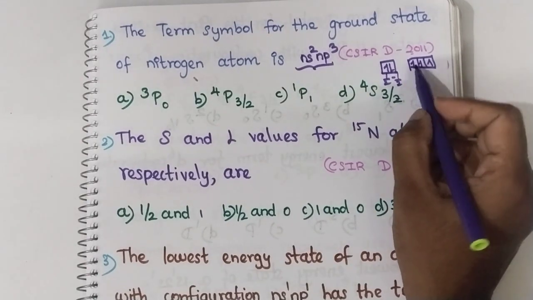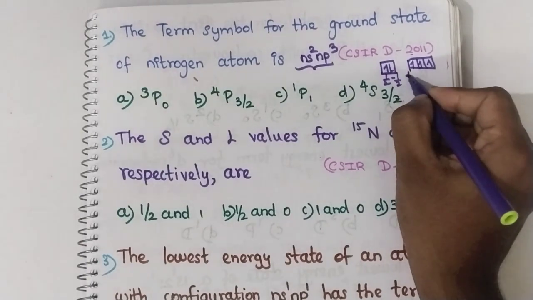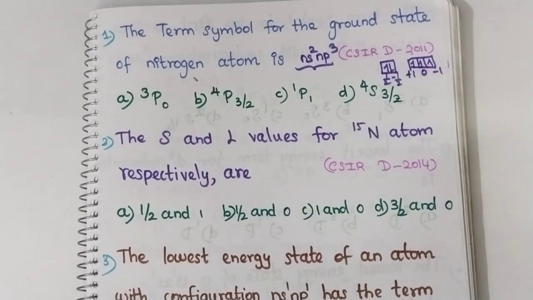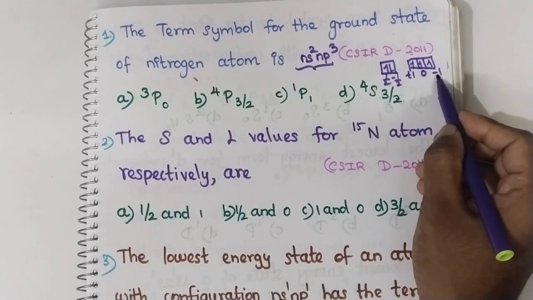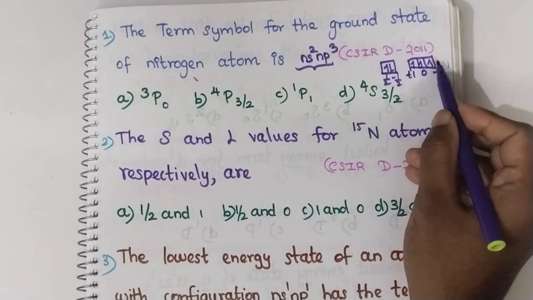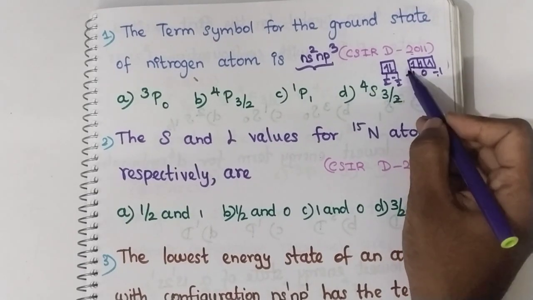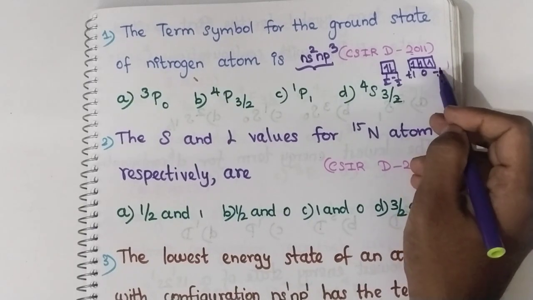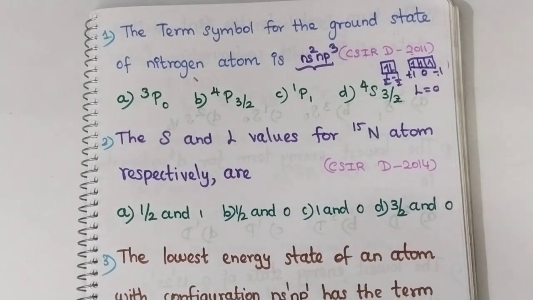Directly for p3, you can calculate. We have already calculated for p3, right? It is plus 1, 0, minus 1. First of all, you have to add these values. The electrons are present in plus 1, 0, minus 1, so you have to add these. Plus 1 plus 0 is plus 1. Plus 1 and minus 1 is 0, right? Hence, the L value is 0. If the L value is 0, then it is S.